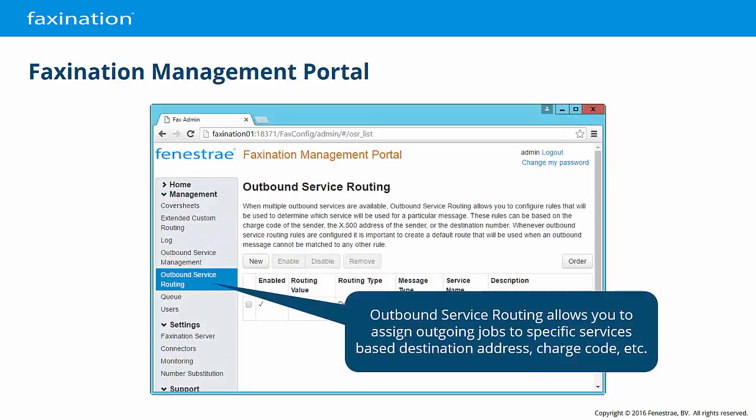The Outbound Service Routing window allows you to assign outbound jobs to specific outbound services. This is typically used to provide least cost routing based on the destination fax number and the fax device that is best suited to handle that message. In our message flow example from earlier in the training, we saw that outbound faxes from Atlanta that had a +31 prefix would be passed to a Faxination remote device in the Netherlands for delivery.